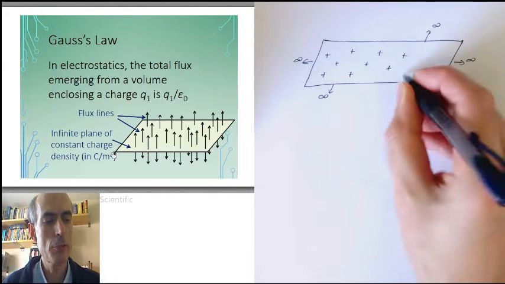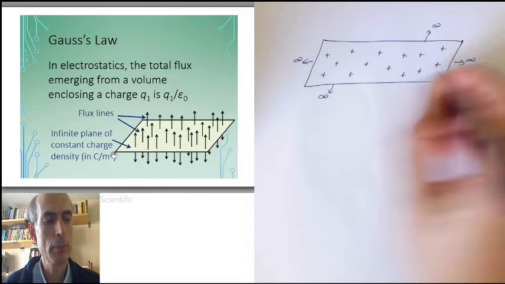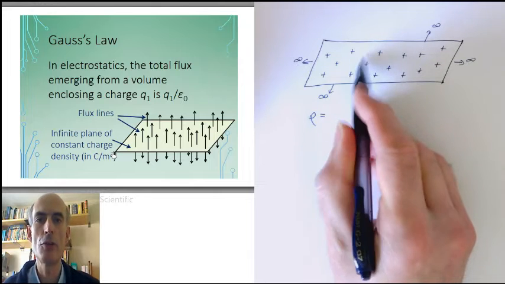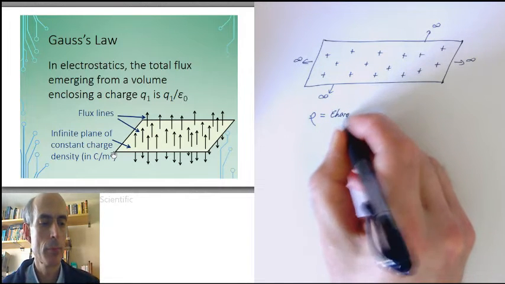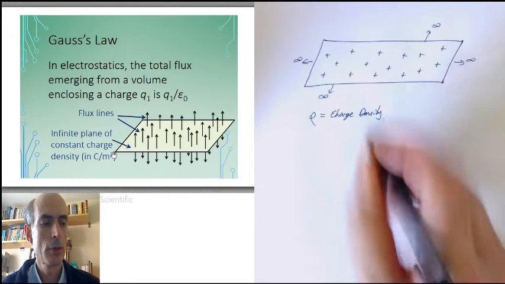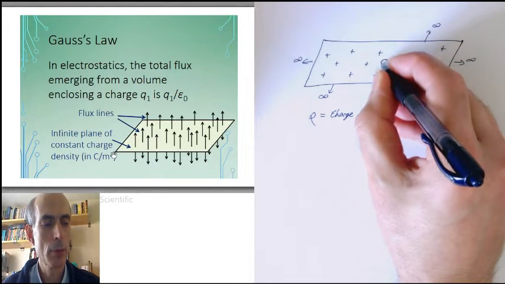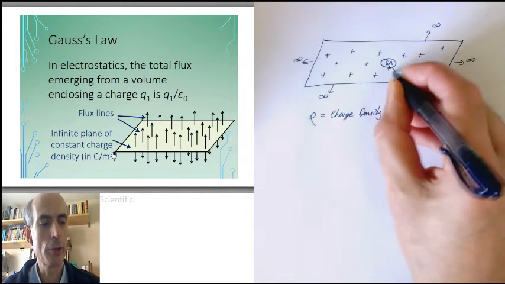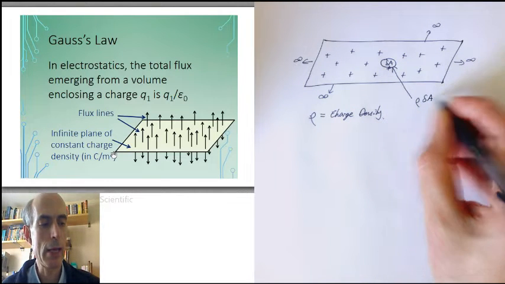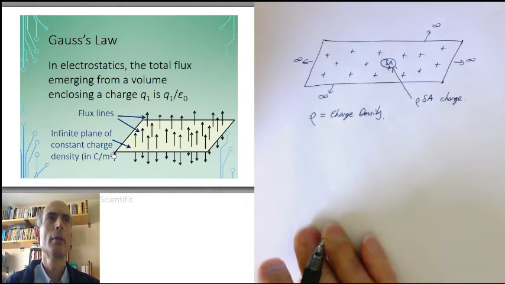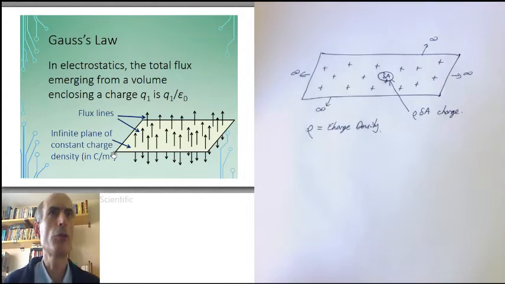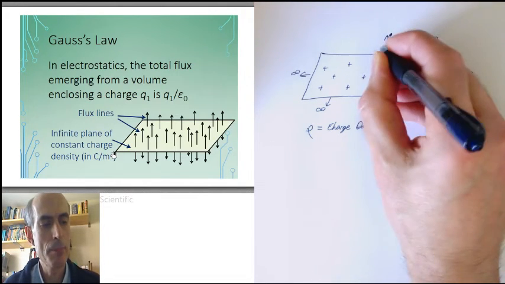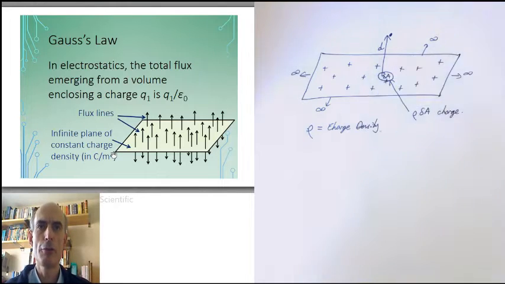The charge density is measured in coulombs per meter squared. I'll call it rho. And that's the charge in a unit area. So if I took a small area here of, say, delta A, the charge in that small area delta A would be rho times delta A. Now, what would the field strength be a distance, say, d above this infinite plate of charge?